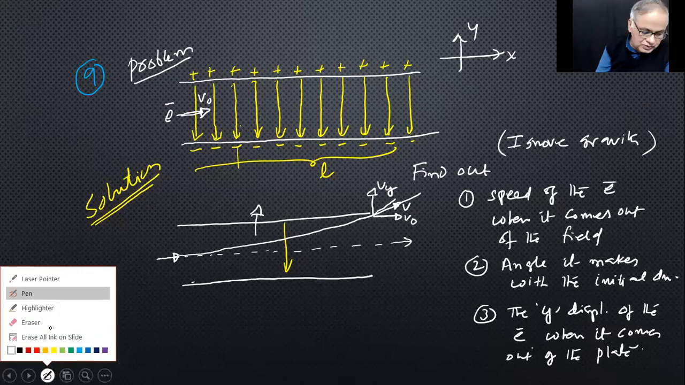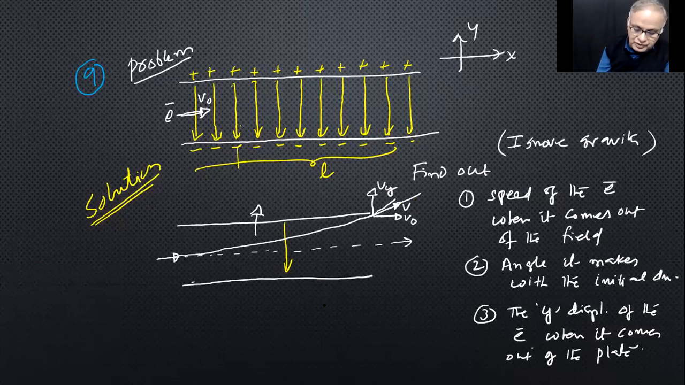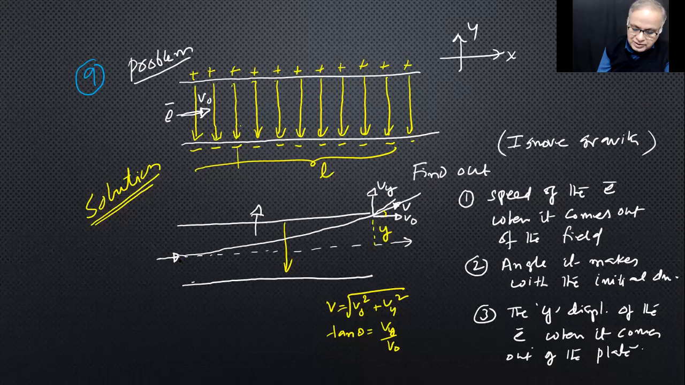Now he's asking, what is this V? V should be equal to the square root of V naught square plus Vy square. Vy needs to be found out, so don't say the answer is over. And tan theta equals Vy by V naught. And this is y: y equals u t plus half a t square, where u is 0 in the y direction. So these are the things we need to calculate. Now what is Vy? It is 0 plus a t.